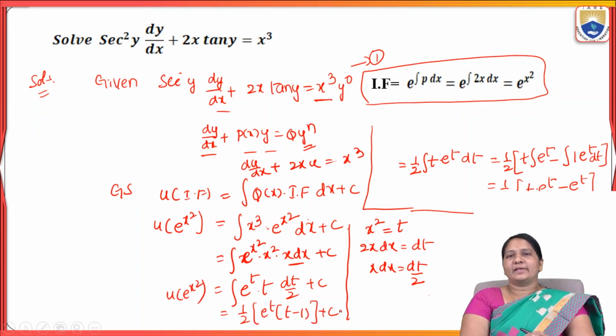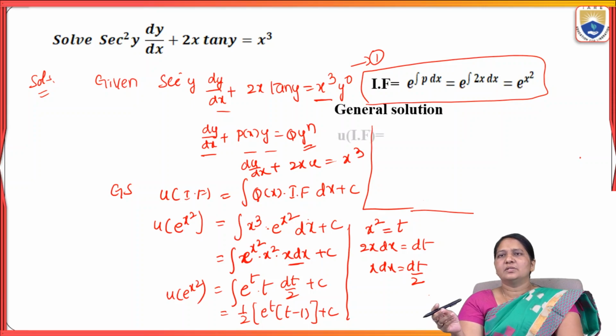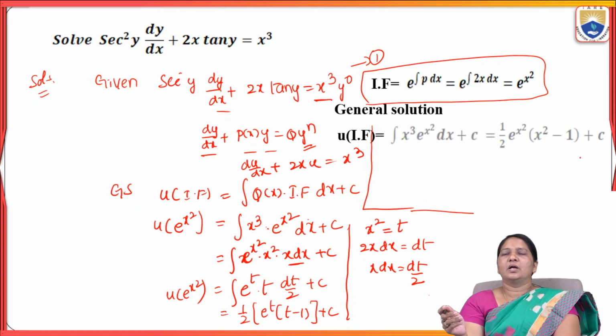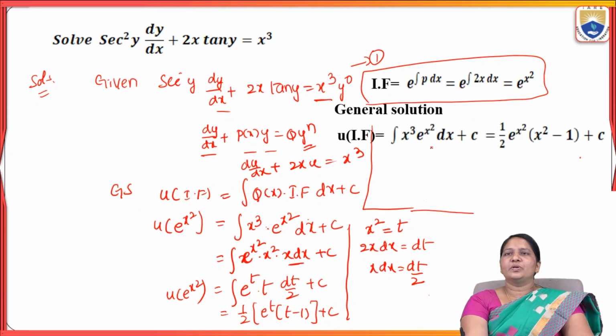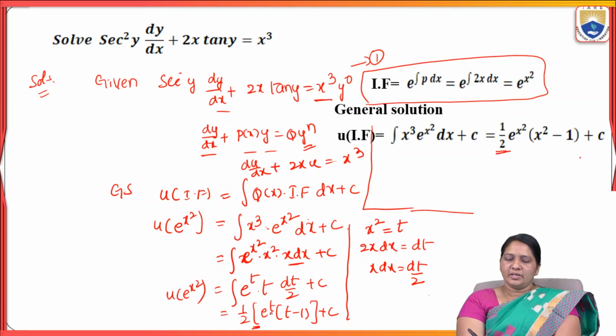So now in the next step I am going to replace the x square value because t is nothing but x square. That is what we can observe here. General solution is e power integral x cube into e power x square dx. So in place of t we are replacing x square. So 1 by 2 e power t, in place of t we are replacing the x square. So here t minus 1 means here x square minus 1 plus c.